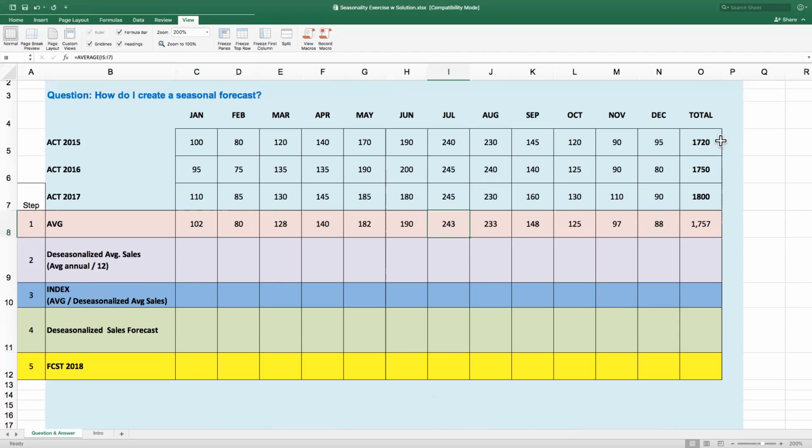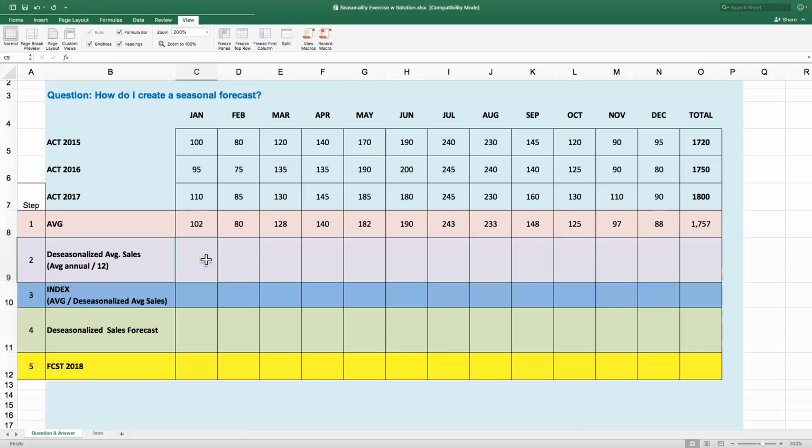And then annually, for 2015, 16, and 17, when you average out those 3 years, we sold about 1,757 units, okay? Now the next step is to figure out what our average would be if we simply took our de-seasonalized average and spread that across all 12 months. How much would that be?